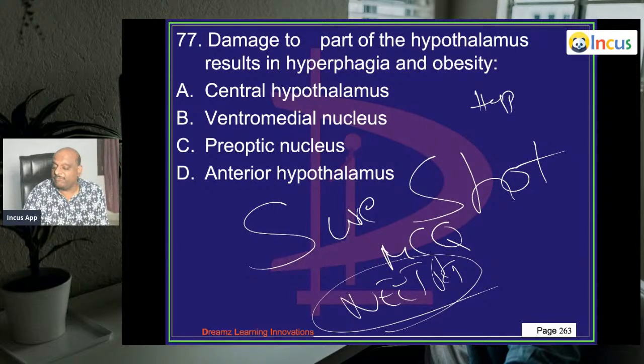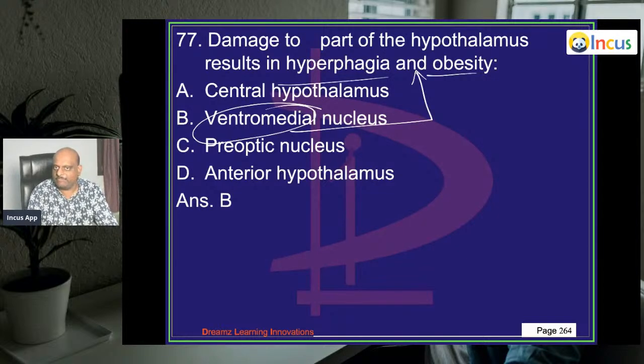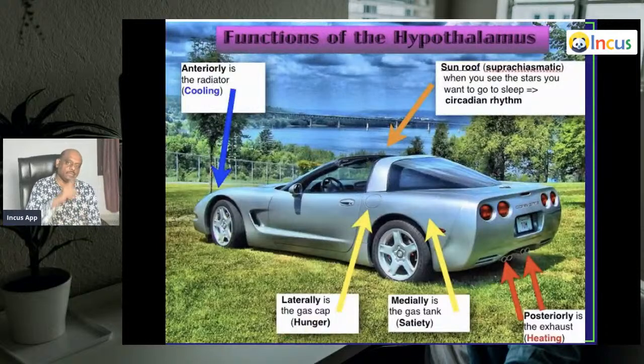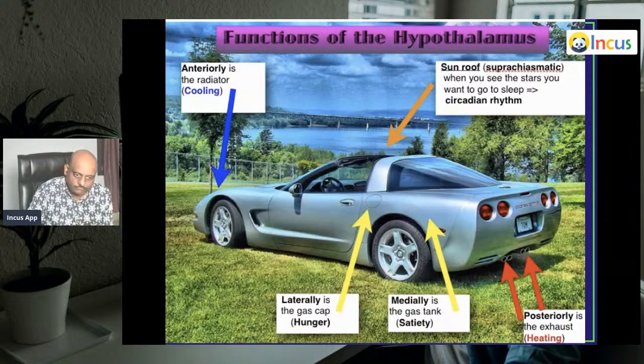Hypothalamic nuclei, favorite topic. You should not miss it. So, doctor, you should know ventromedial nucleus lesion will lead to hyperphagia and obesity. Brother, imagine a car, you can imagine the hypothalamus as a car. You can remember if you imagine a car.